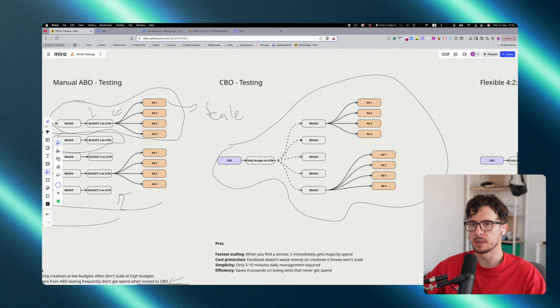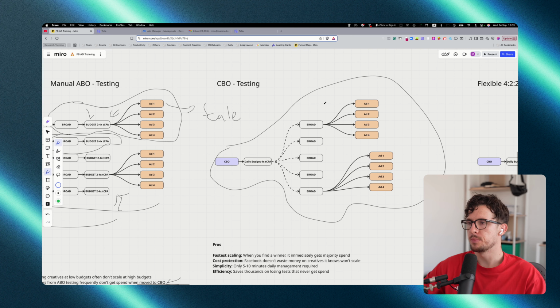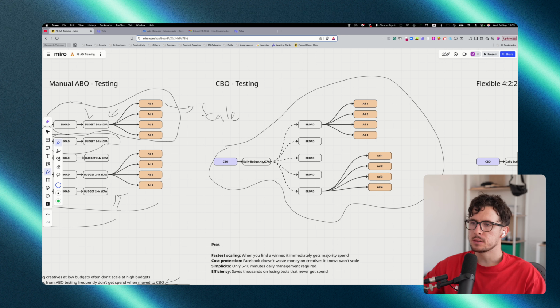Again, very similar to the ABO, you have 4 ads per ad set. However, when you run CBO, what we have noticed is that usually one of the ad sets will get most of the spend. The second one may get something like 20% of that, and then the rest of the ad sets have very minimum ad spend.